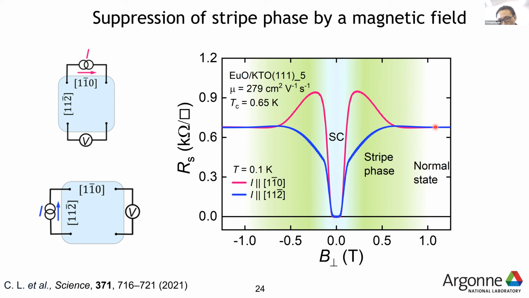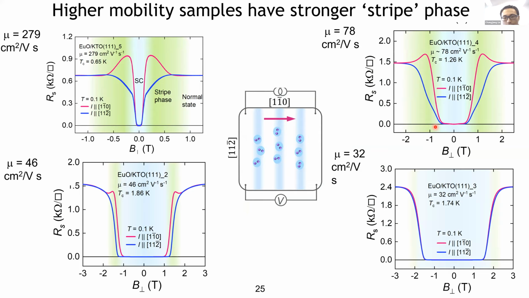So actually we found this anisotropic behavior in most of the samples. Shown here is the magnetic field dependence measurement. As we apply the magnetic field, the transport difference can be observed near the critical field. For these different samples, the difference is the mobility. As the sample's mobility decreases, it turns out that the transport anisotropy also becomes weaker. So this is one observation of how the transport anisotropy can depend on the sample property.